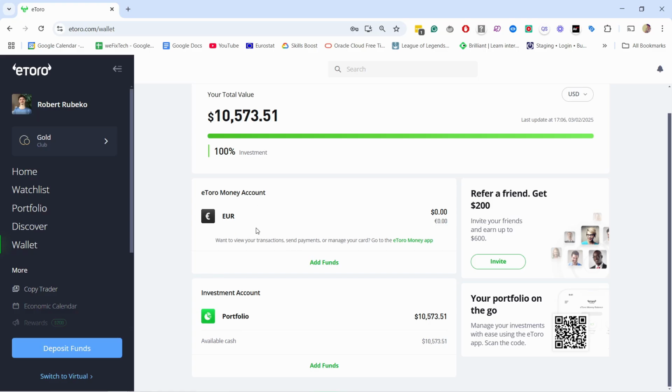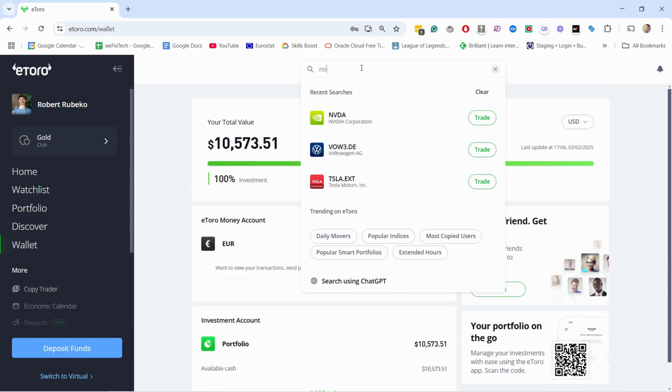However, if I'm planning to buy euro stocks or stocks that are sold in euros, in that case, that conversion fee won't apply because I'm using my euros and I'm sending them to this wallet, eToro Money account, and it's also in euros, and then I can use that to actually buy stocks in euros. Here's how you can find out.